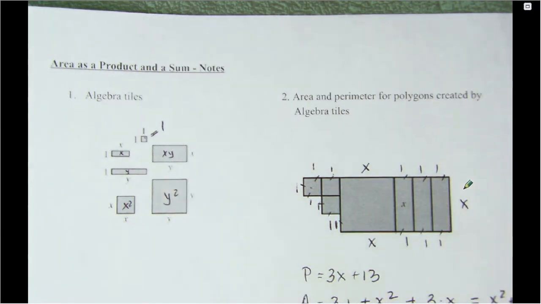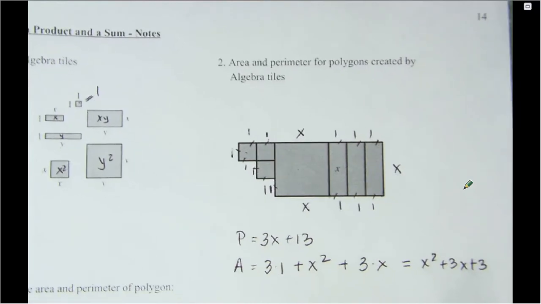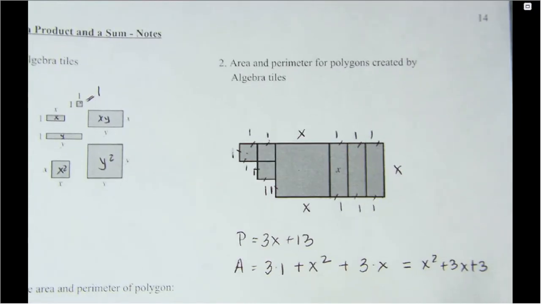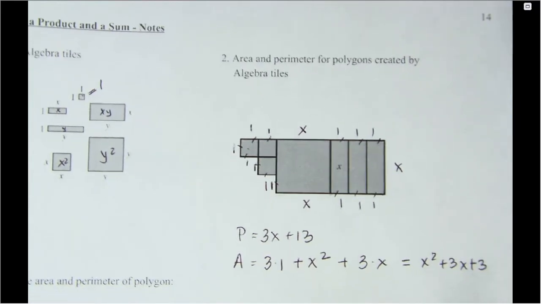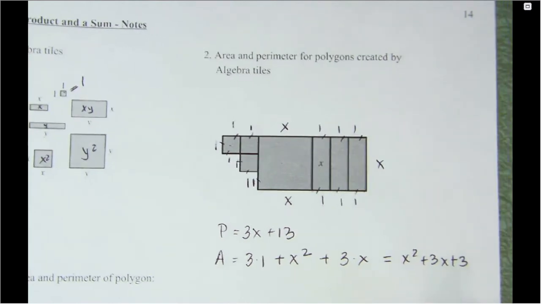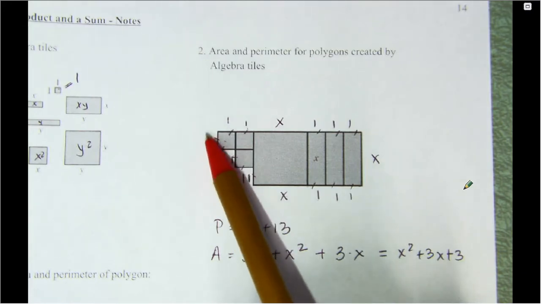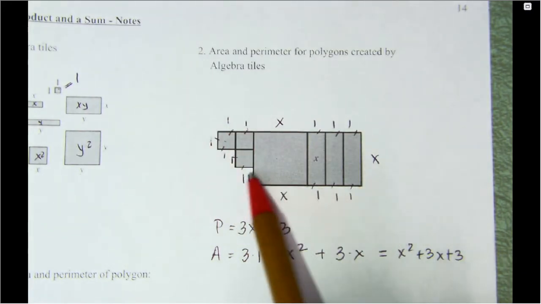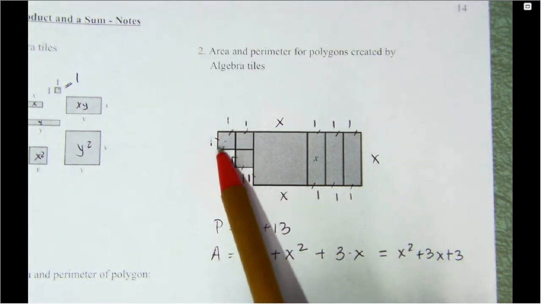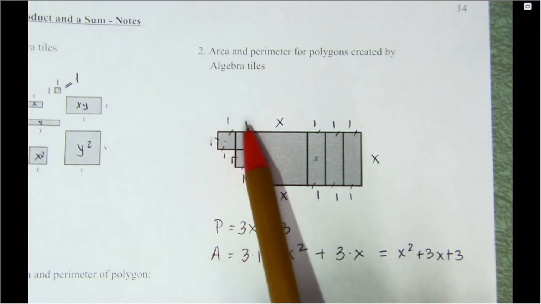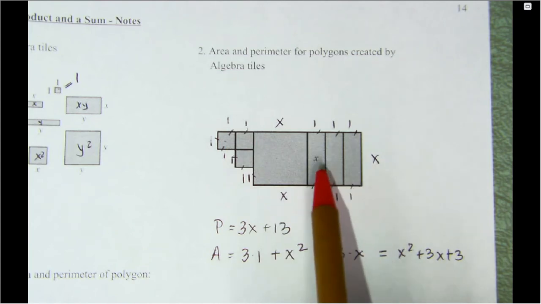So now we're going to talk about area and perimeter of polygons created by algebra tiles. If we're talking about perimeter, we're going around. So I marked everything that I know. If this is the little square tile, that's 1, 1. This length is 1. This one, it tells me it's x.